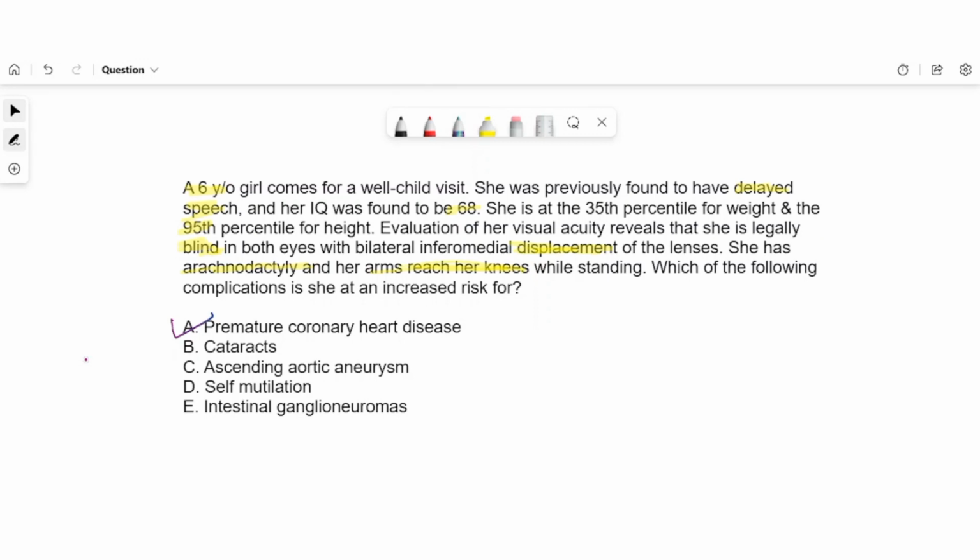So the reason it was A is because there's an increased risk of thrombosis and atherosclerosis, which would both lead to premature CHD. Now, it's not cataracts because this isn't galactokinase deficiency. It's not abdominal aortic aneurysm because this is not Marfan syndrome. It's not self-mutilation because this isn't Lesch-Nyhan syndrome. And it's not intestinal ganglioneuromas because this is not MEN2B. And now you know how to differentiate all these different conditions from each other.